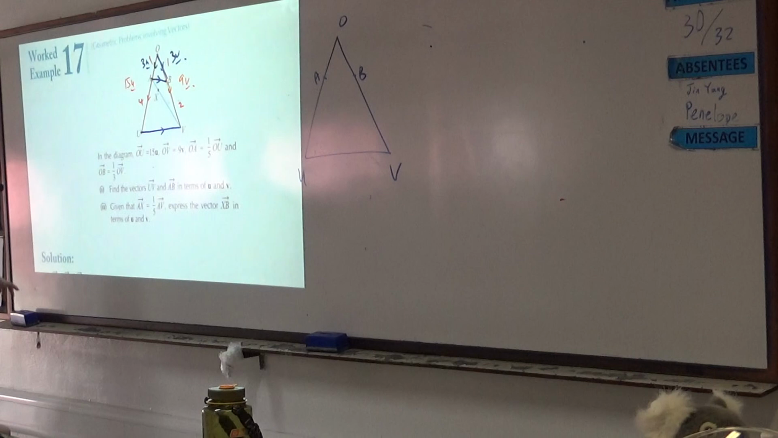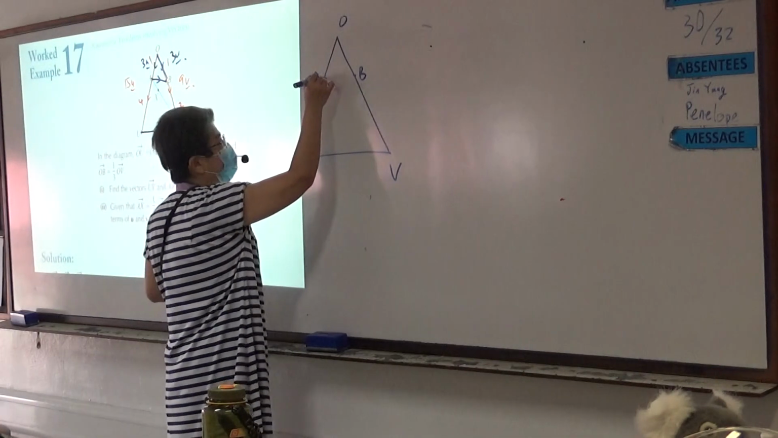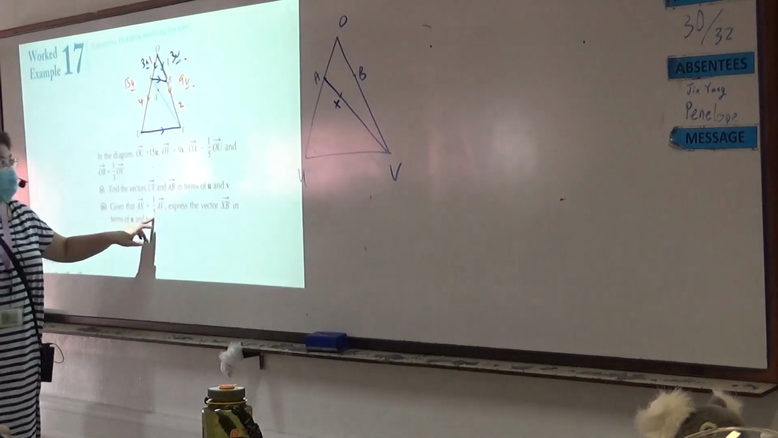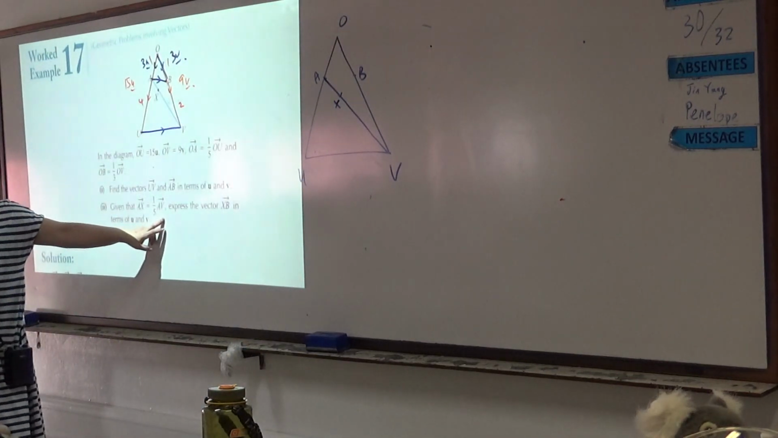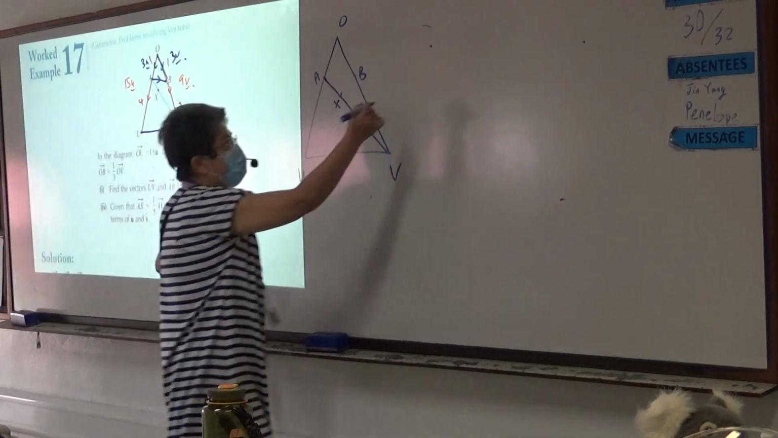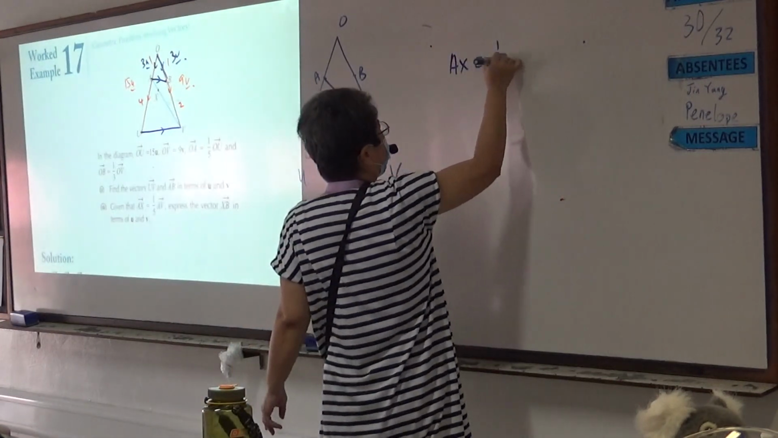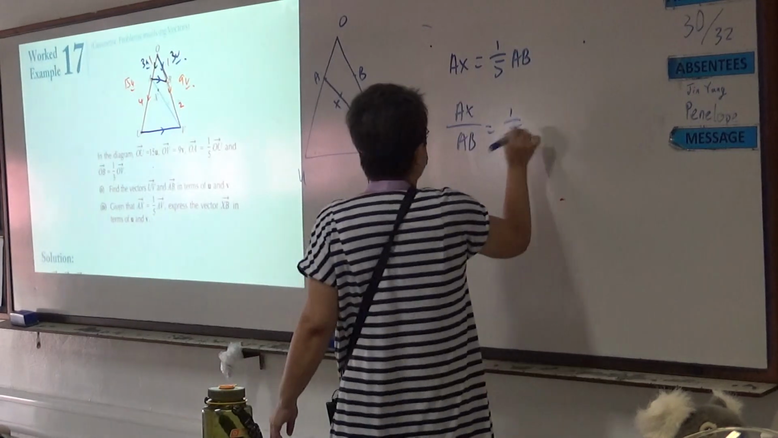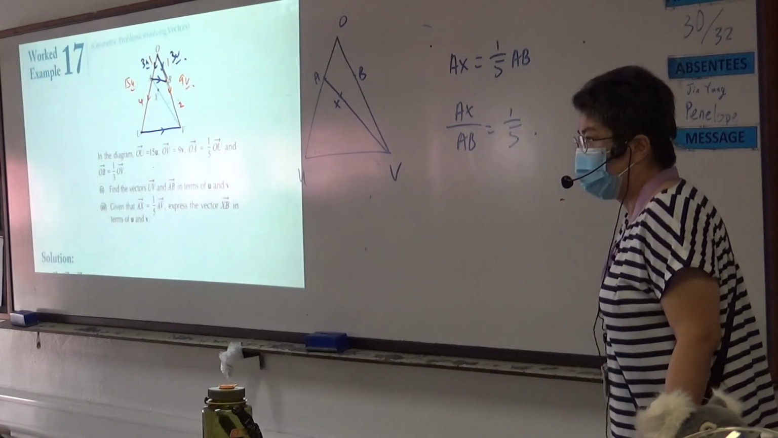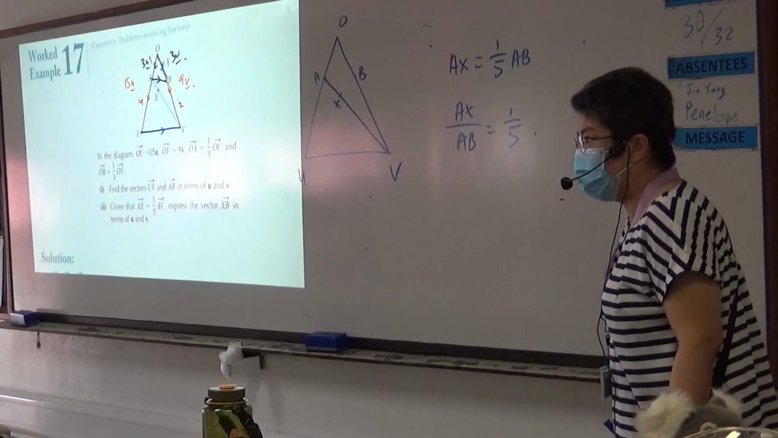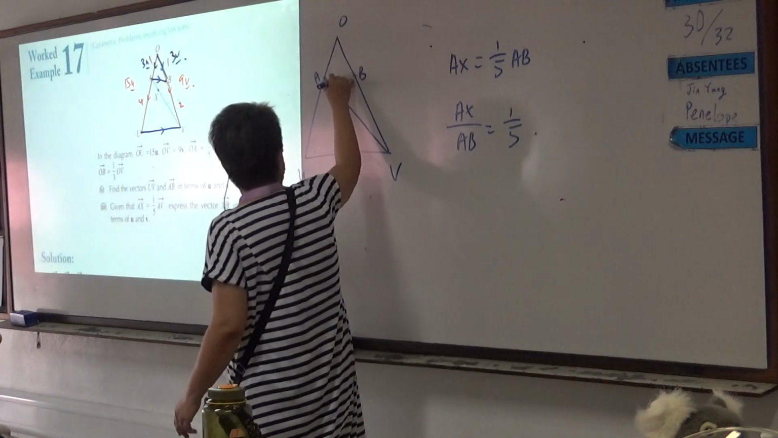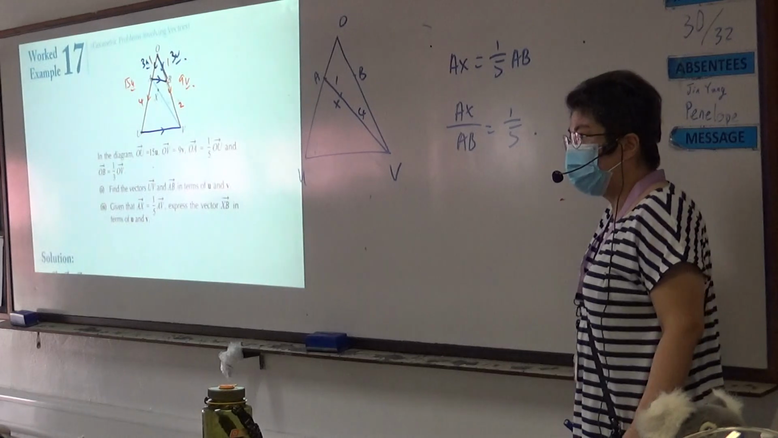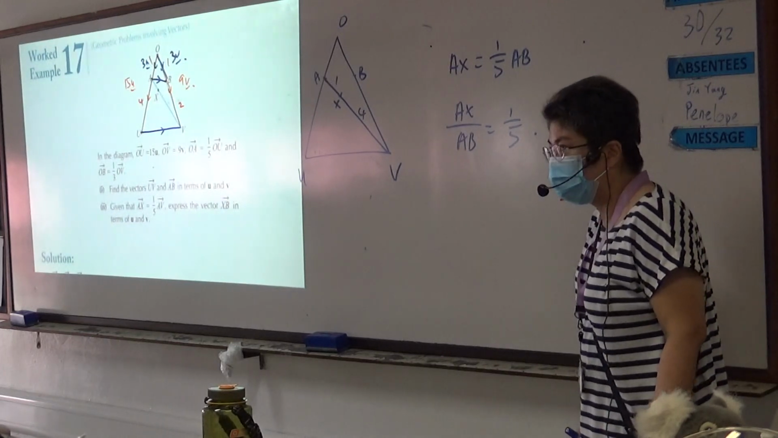Now what's the next part? Given that AX, so I have this line called, here is X, AX is 1/5 of AB. Now, AX is 1/5 of AB, that means AX over AB is 1/5. So what is the ratio? This is 1, this is 4. Can you see? AX, AB, 1/5. Can you see or not?